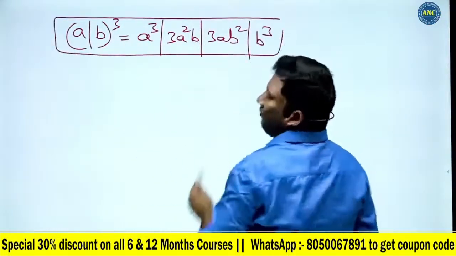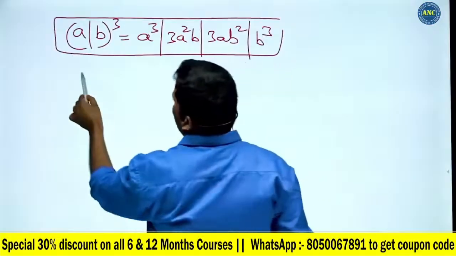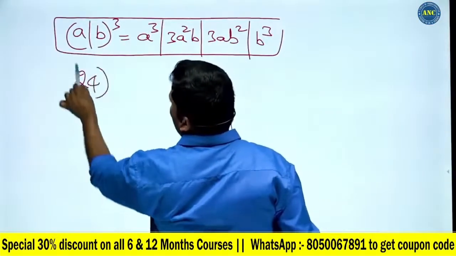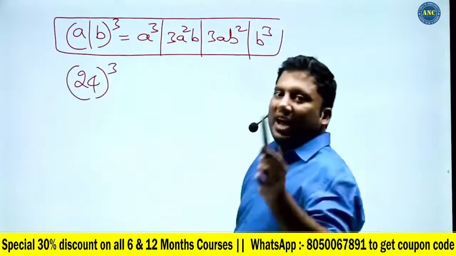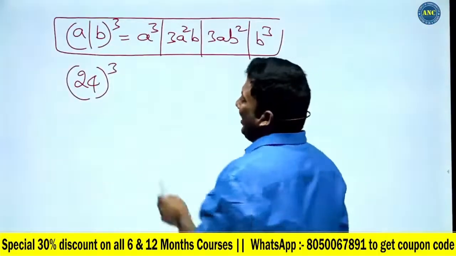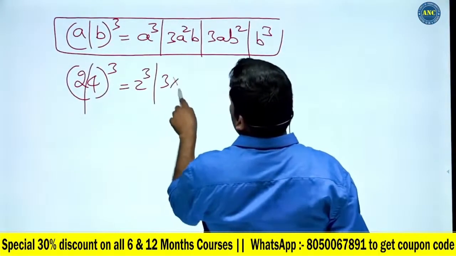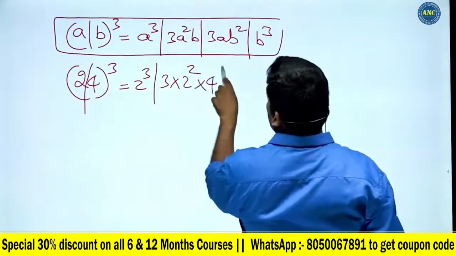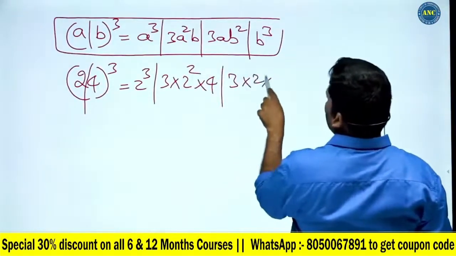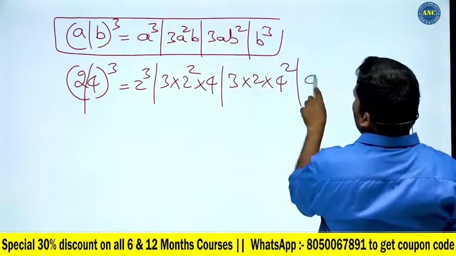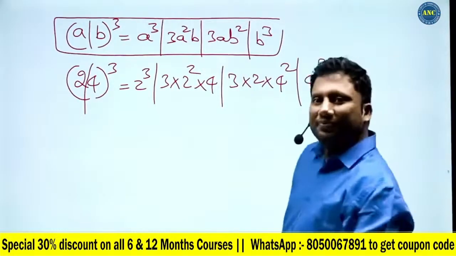Now listen carefully. Suppose one more example which we will do: 24 whole cube, because I want to discuss a very beautiful concept through 24. a is 2, b is 4. a cube. Next is 3a square b. Next is 3ab square. And next is b cube.